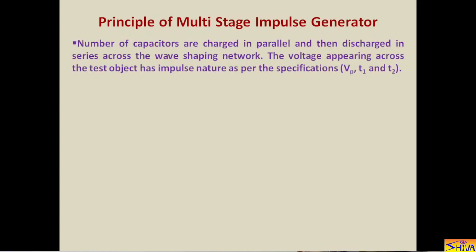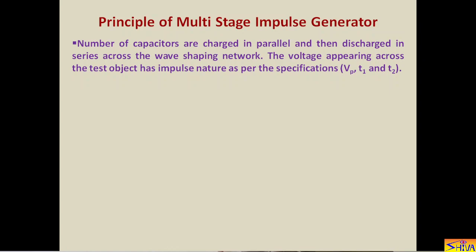Number of capacitors are charged in parallel and then discharged in series across the wave shaping network. The voltage appearing across the test object has impulse nature as per the specifications Vp, T1 and T2. So here we are having number of capacitors which are charged in parallel. In single stage it is single capacitor, in multi-stage it will be number of capacitors, and they all are charged in parallel and then they are discharged in series across the wave shaping network.